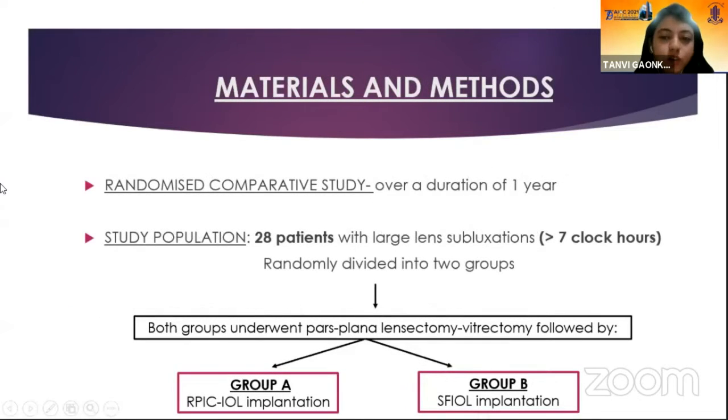So the study was conducted over a period of 1 year. It included 28 patients with large lens subluxations of more than 7 clock hours. They were randomly divided into two groups, both of which underwent pars plana lensectomy and vitrectomy, followed by the implantation of retropupillary IOL in group A and SF-IOL implantation using Gortex in group B.